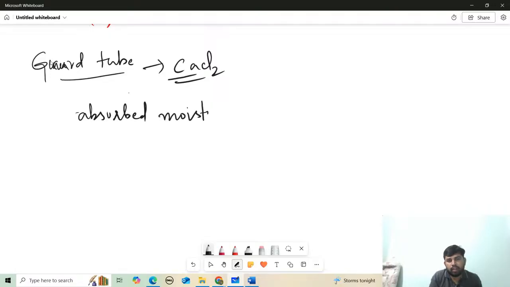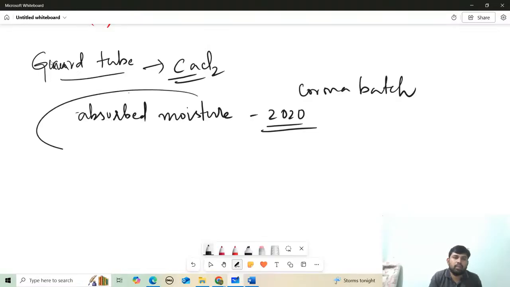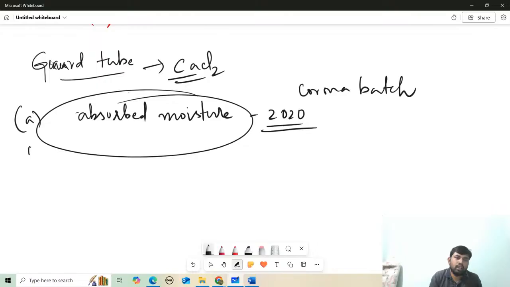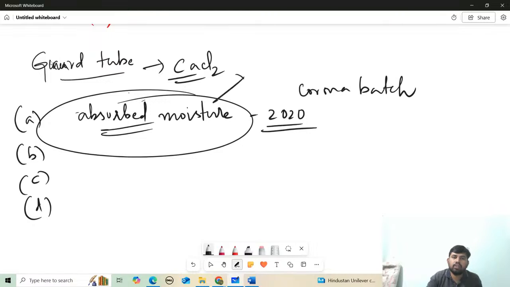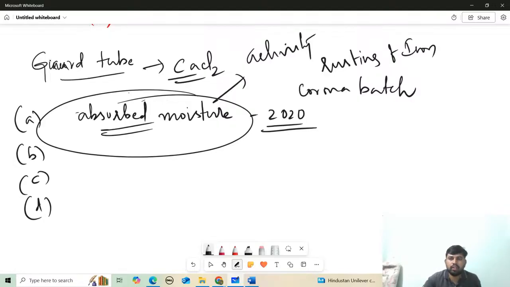I remember they asked this question in 2022, Corona batch actually. They asked what is the role of this guard tube as an MCQ. They gave option A, option B, something else, option C, something else. The guard tube's work is that it will absorb the moisture. This is even used in the activity which explains the rusting of iron. Now, this is about this activity.